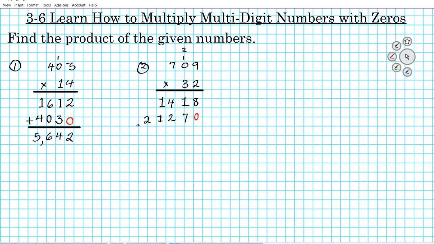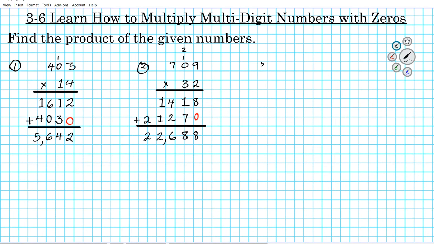So we're going to go ahead and add up these numbers to generate our final answer. Okay. All right. Adding downwards, 8 plus 0 is 8. 1 plus 7 is 8. 4 plus 2 is 6. 1 plus 1 is 2, and then you just bring down this 2. 22,688 is the product of 709 and 32.